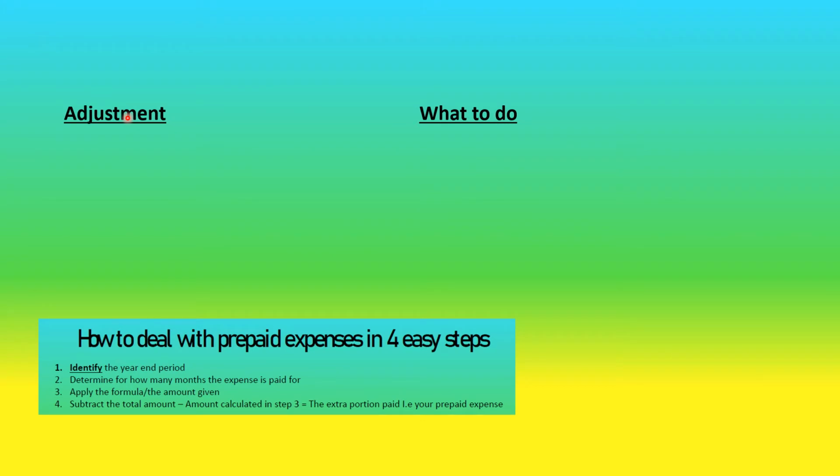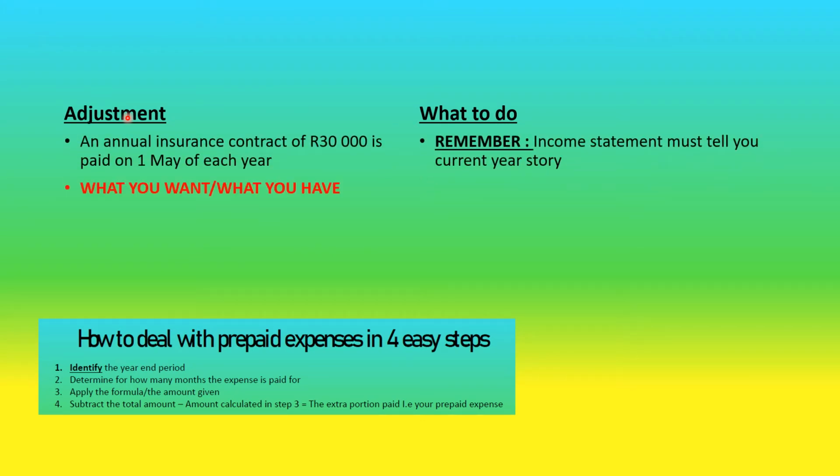So the next adjustment we will be doing is the prepaid expense adjustment. It's very important to understand what prepaid expense is. A prepaid expense is an expense that you have paid already in advance. So your adjustment here says an annual insurance contract of 30,000 Rand is paid on 1st May of each year. Your financial year end is Feb, which means you pay each year in advance for a few months.